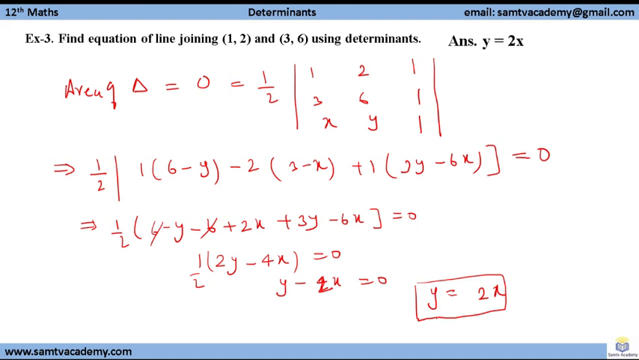So hope these three concepts are clear, and related to these only the questions will come. It will be easy for you if you go step by step and solve these. So hope you have understood.